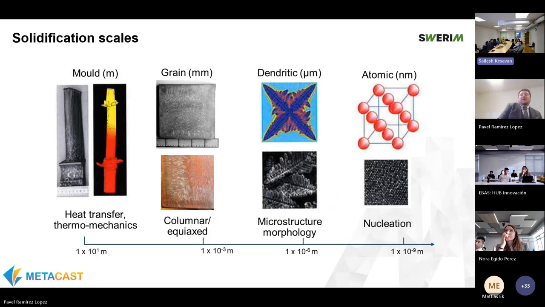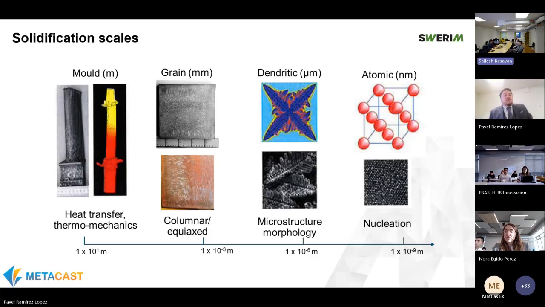Now, if we look at it from the other side, so we started from the machine and went to the microstructure. If we start from the atomic scale, we can see that phenomena such as nucleation occur in the nanoscale range. So you see 10 to the minus 9. And all the structures that we will discuss today, and we will see, are happening very often in the micro scale, so hundreds of microns for a dendrite, or even bigger.